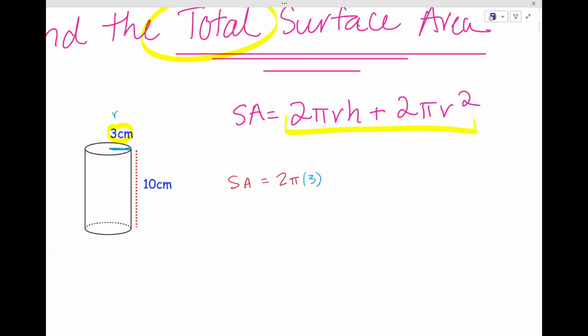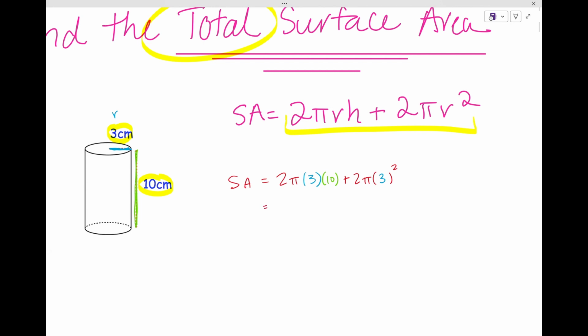Now h stands for height. Height goes from base to base. So we're looking at 10 right here, going from the base of the circle at the top to the one at the bottom. h is 10. So we got that part. Now we need 2 pi times r squared. We said r was 3 again. That's our radius.